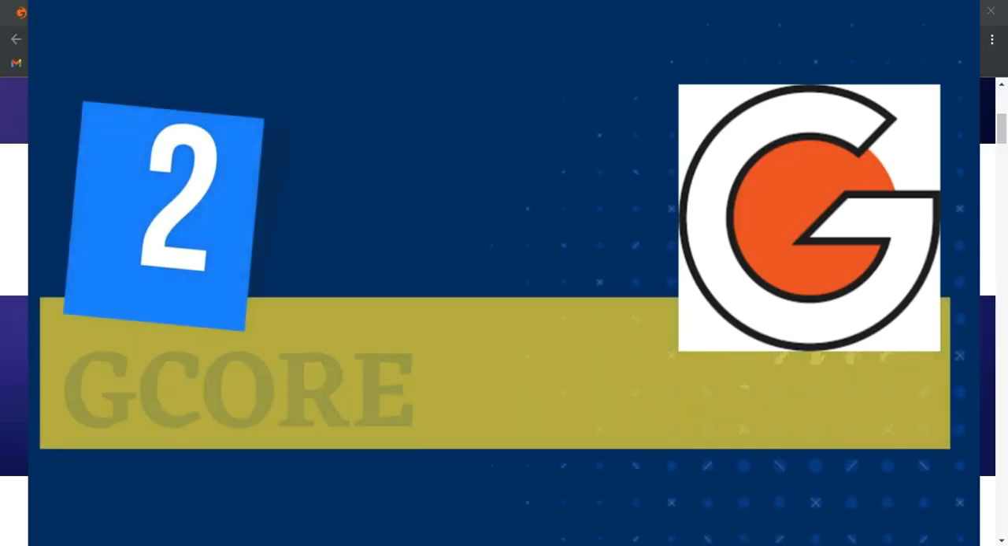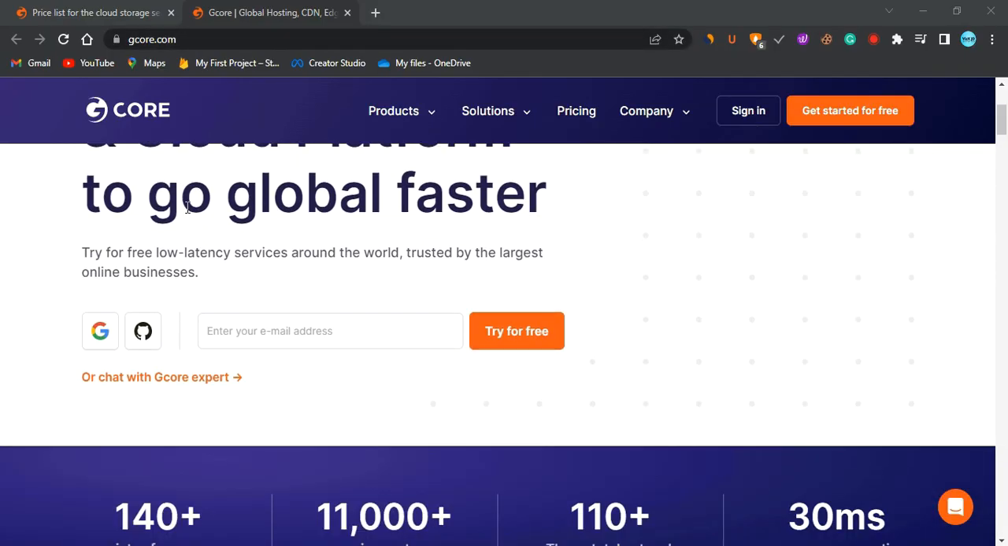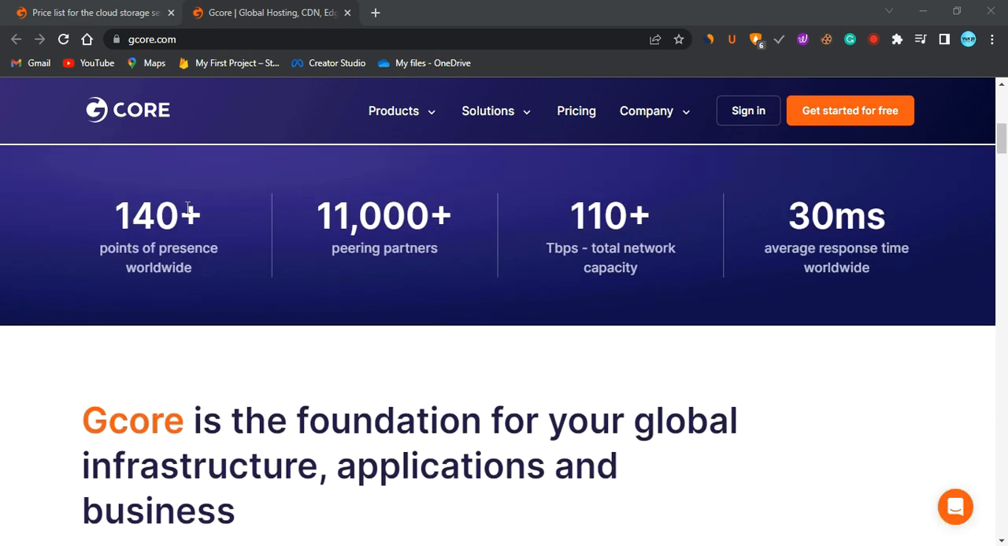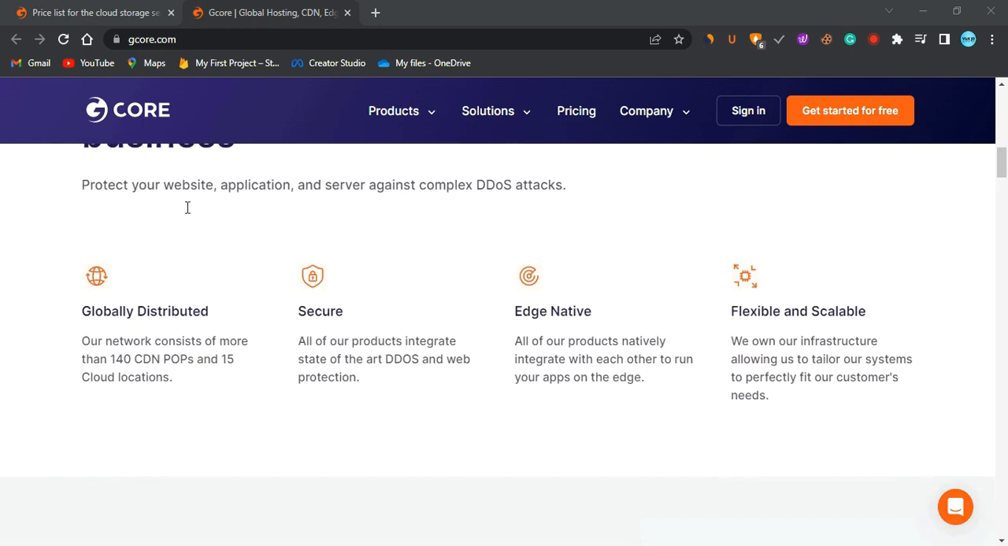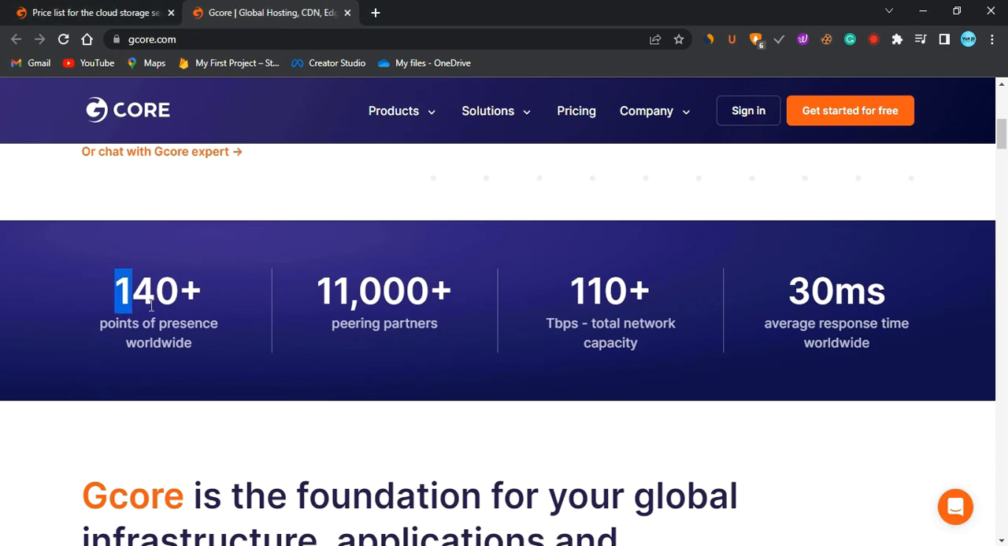So now the second one in my list is Gcore. One of my subscribers commented that Gcore is also a very good CDN network. So I tried it and did some research on it, and yes, Gcore is also a very good and very affordable CDN option for you. They have more than 140 points of presence worldwide. Points of presence means they have more than 140 servers installed around the globe, 11,000 peering partners, and 110 Tbps total network capacity.